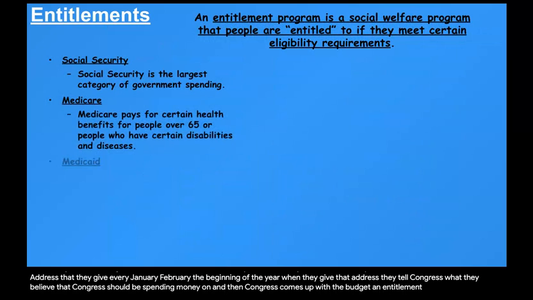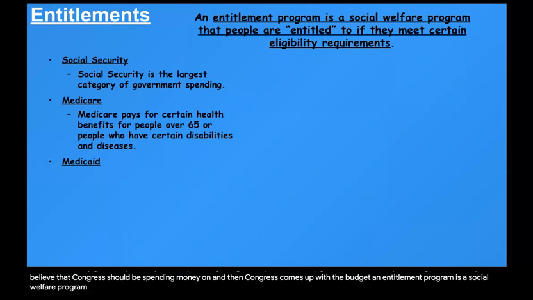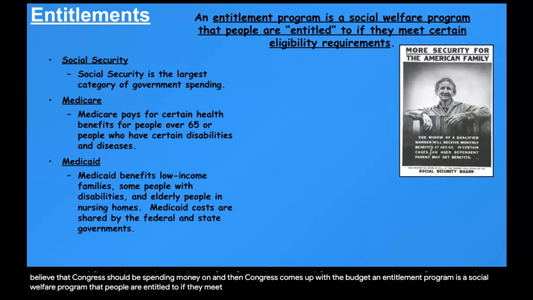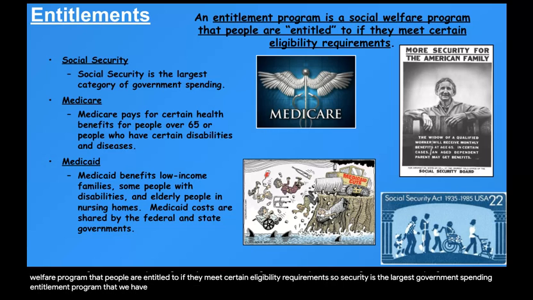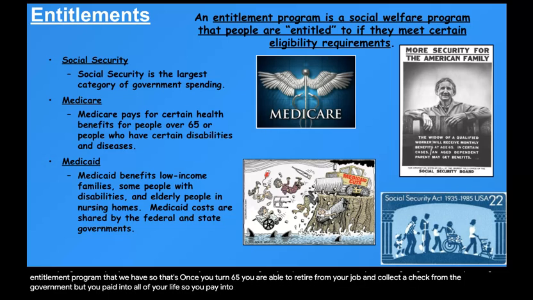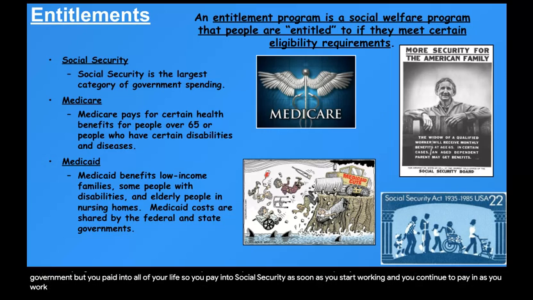An entitlement program is a social welfare program that people are entitled to if they meet certain eligibility requirements. So Social Security is the largest government spending entitlement program that we have. So that's once you turn 65, you are able to retire from your job and collect a check from the government that you've paid into all of your life. So you pay into Social Security as soon as you start working, and you continue to pay in as you work, and then you're able to collect this check that you are entitled to once you turn 65.